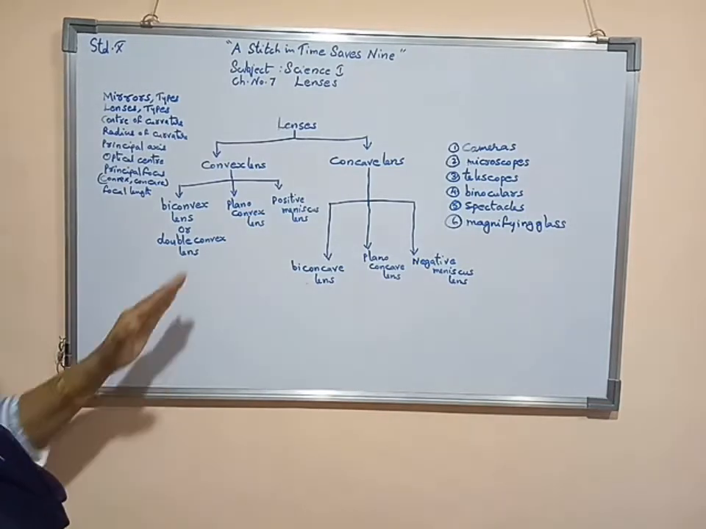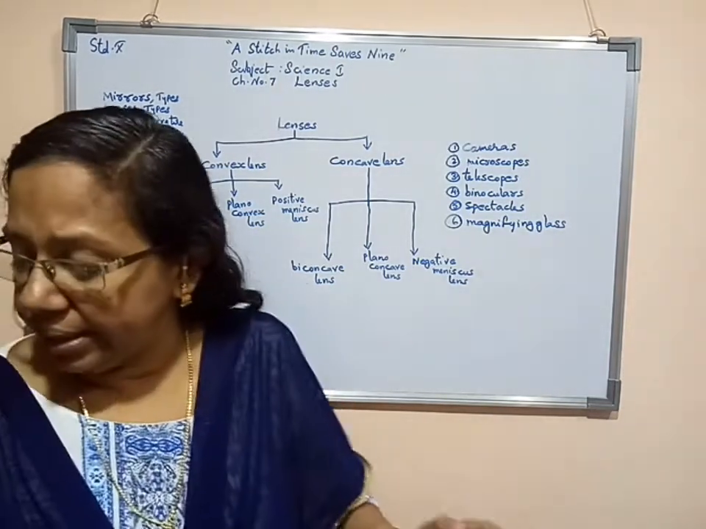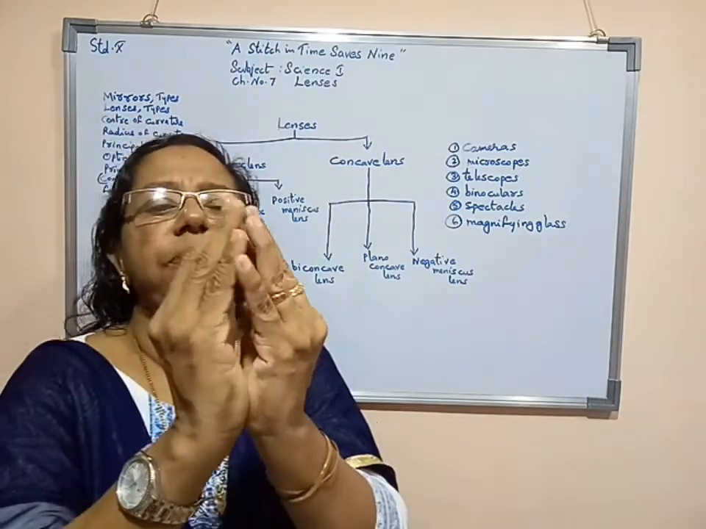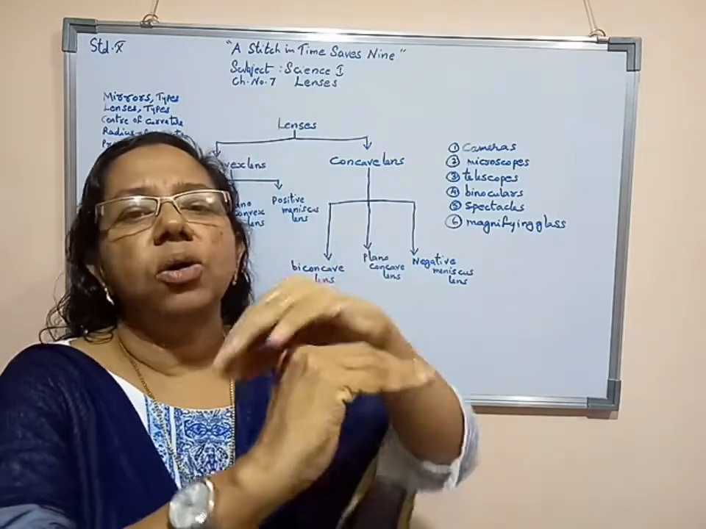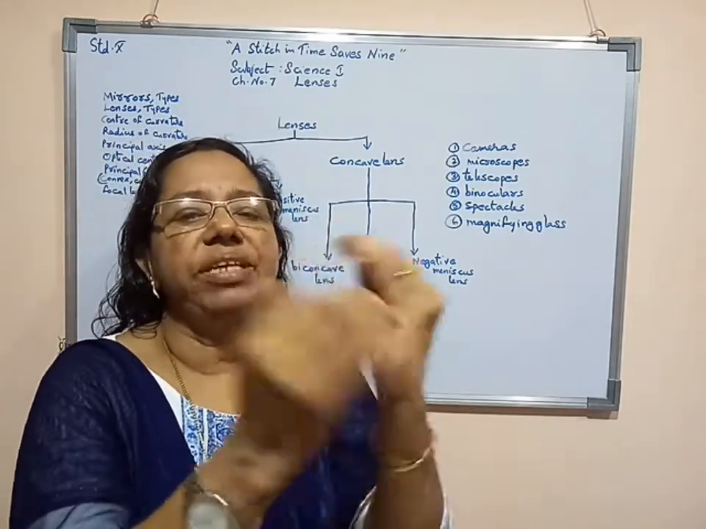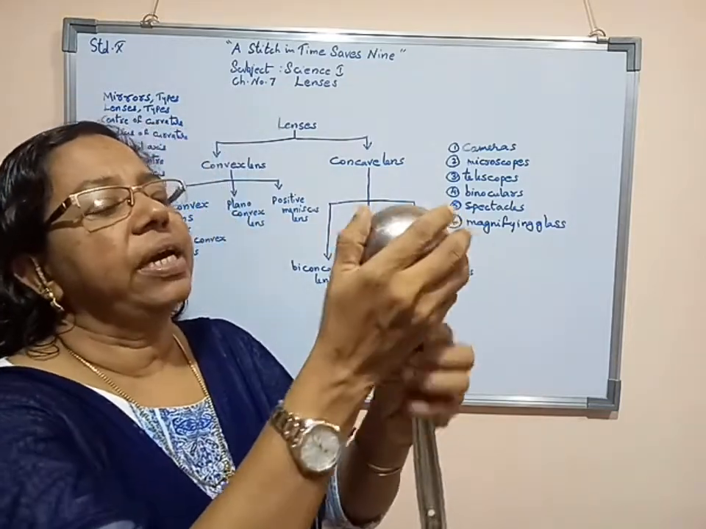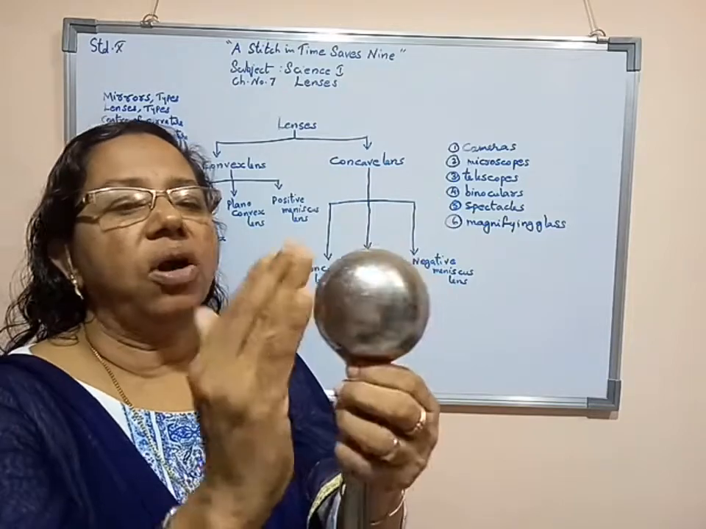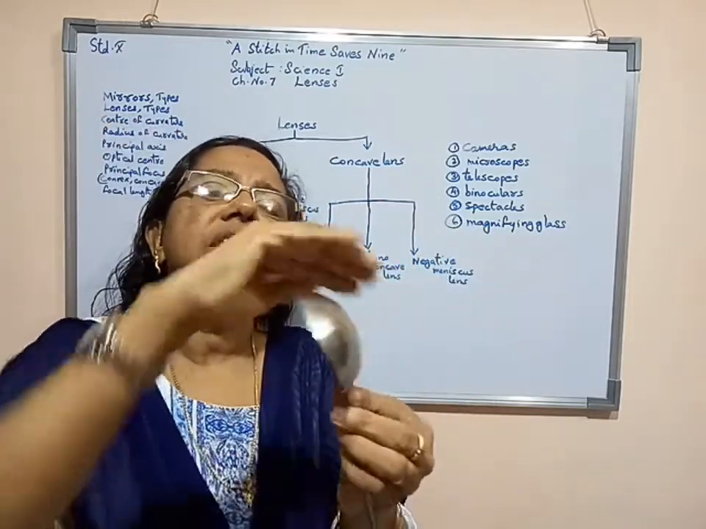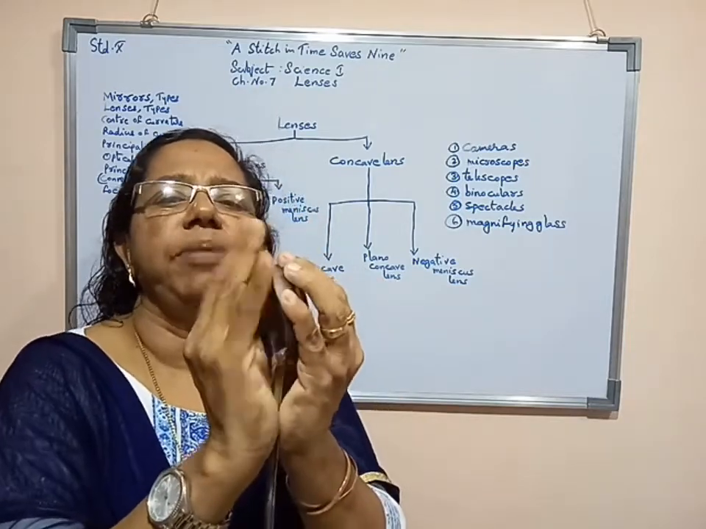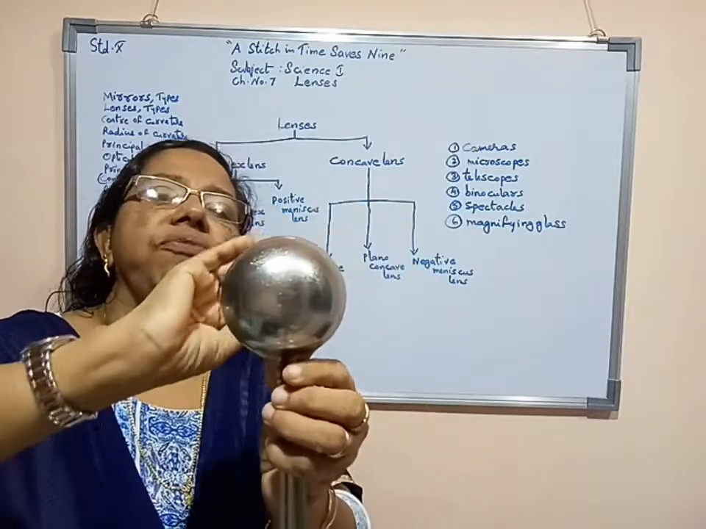Now, with the help of diagrams, we will study biconvex lens. That means both the surfaces will be in bulged condition. We can say convex condition. Now, as I showed you here, in case of a convex lens, this part as well as this part will be like that. So both the surfaces will be bulged. This is known as a bulged part. Similarly, this surface also will be bulged.